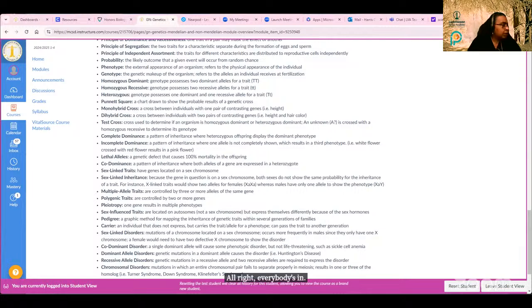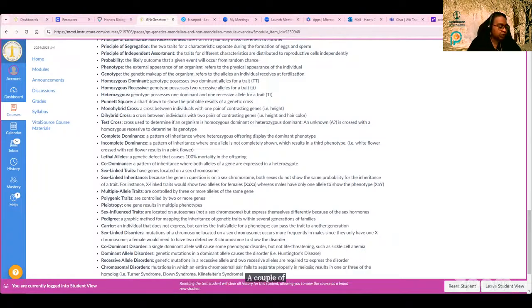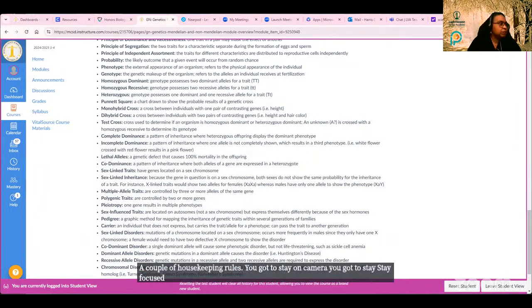And this semester, we want to make sure everybody stays on camera. I've got a couple of housekeeping rules. You've got to stay on camera. You've got to stay focused, stay on task, and stay current. We don't want a whole lot of making up and things of that nature, so that you can get full credit for everything you do.